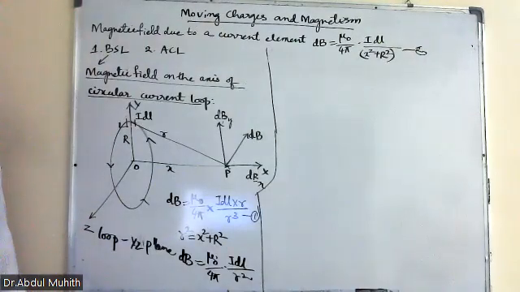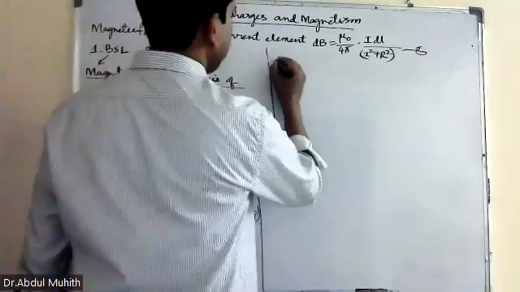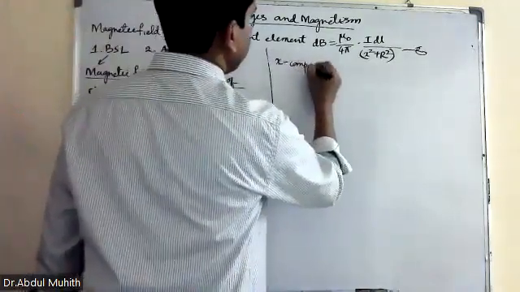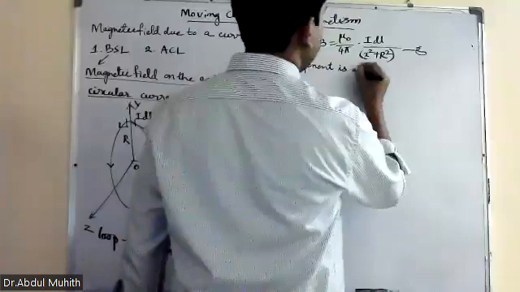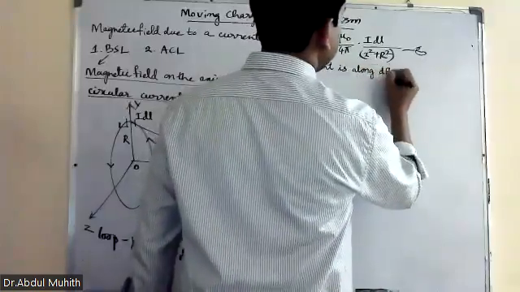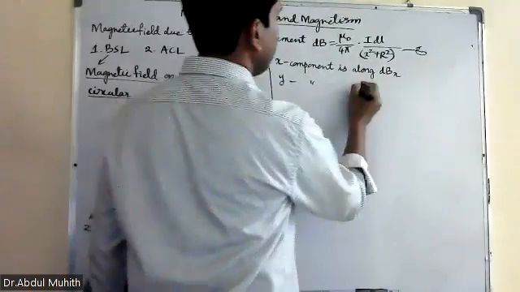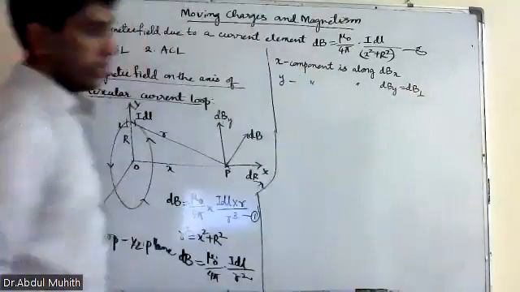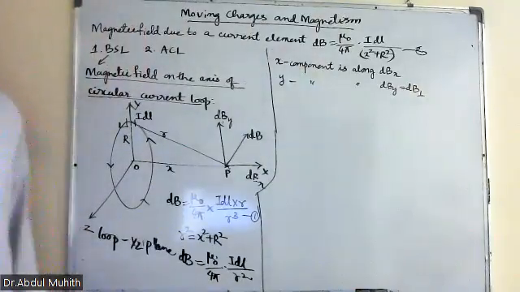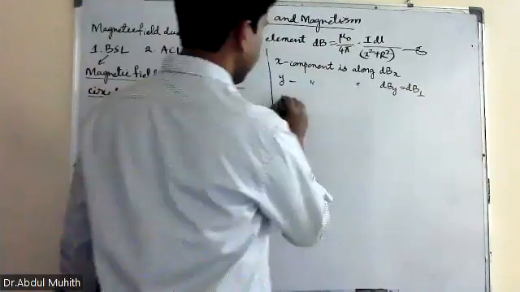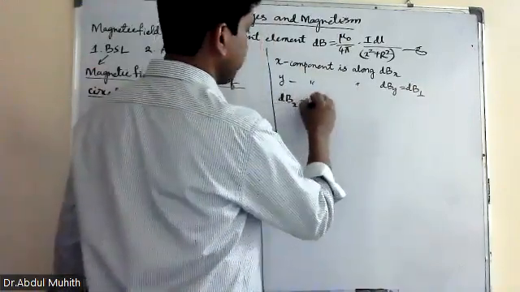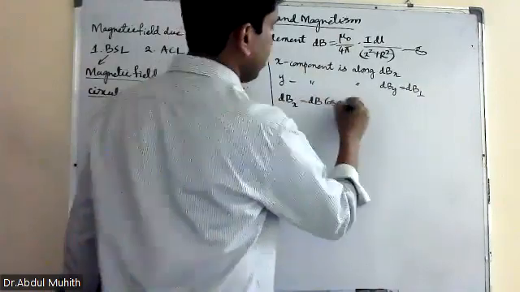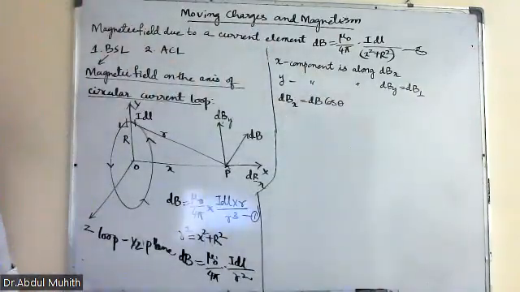Now the X component is along dBx and the Y component is along dBy, or we can also write dB perpendicular. Therefore dBx is equal to dB cos theta, and dBy is equal to dB sin theta.